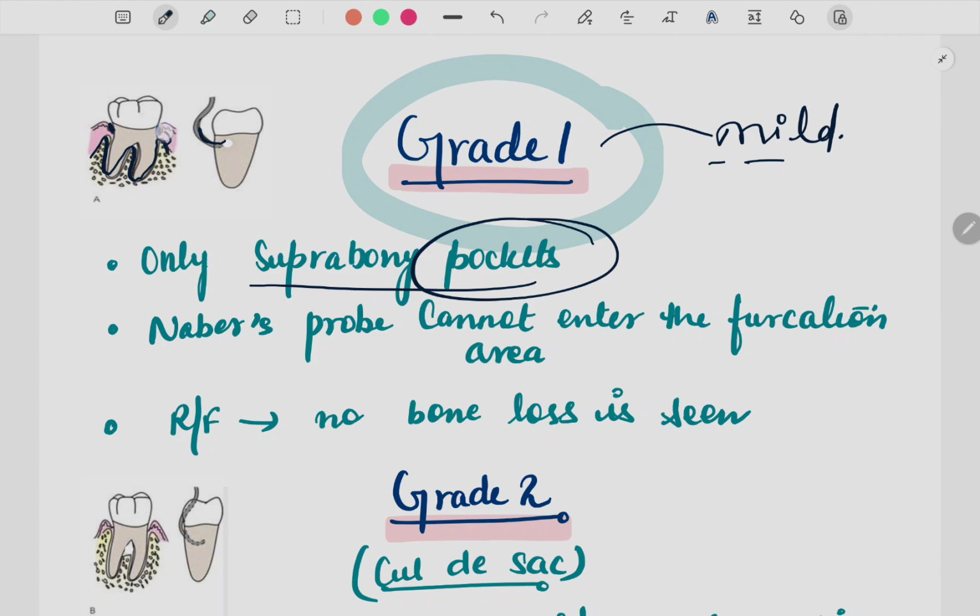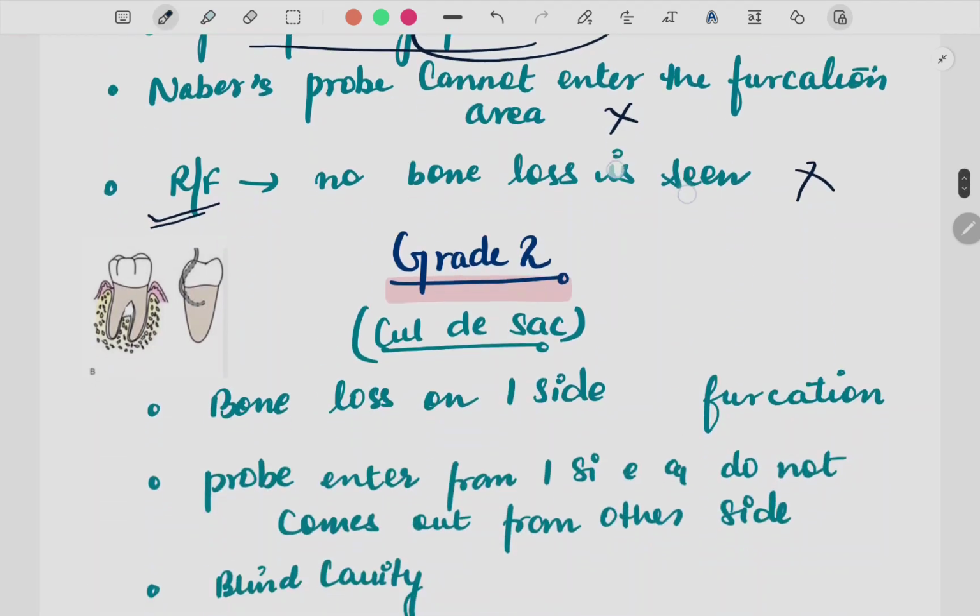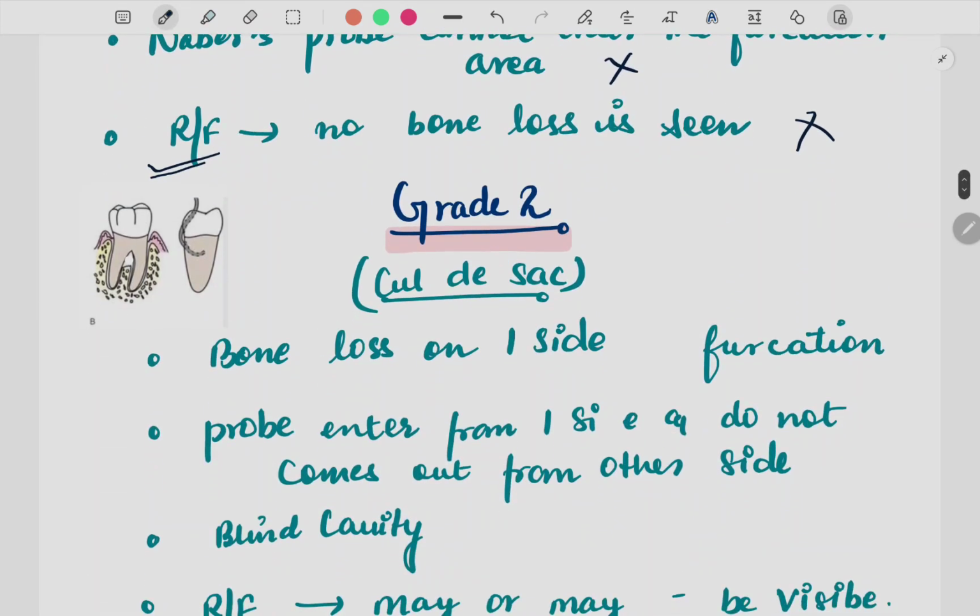They are above the bony structure. So they are suprabony pockets which are present. When you try to put this Nabers probe inside the furcation area, the probe is not going to enter the furcation area. Radiographically, there would be no bone loss which is going to be seen. So just remember, one thing is present, that is suprabony pockets. That is grade 1. When you come to grade 2, this has got a particular name which is known as Cul-de-sac.